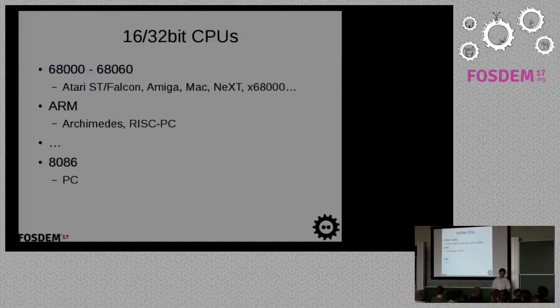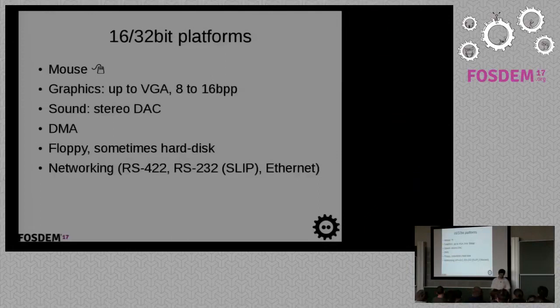Now let's talk about newer CPUs, like 16 and 32-bit. There's, of course, the 68K with the whole family: Atari, Amiga, Mac, NeXT, and all those. ARM. ARM was born at Acorn. They created the CPU for their own machine, first the Archimedes, and then the RISC PC, and then many others, and the 8086 for the PC.